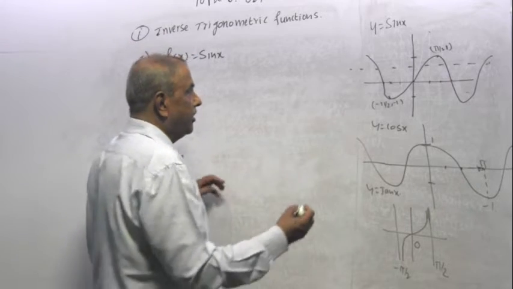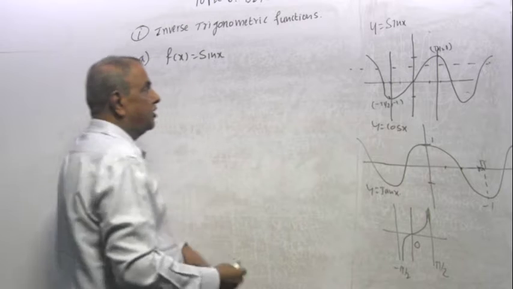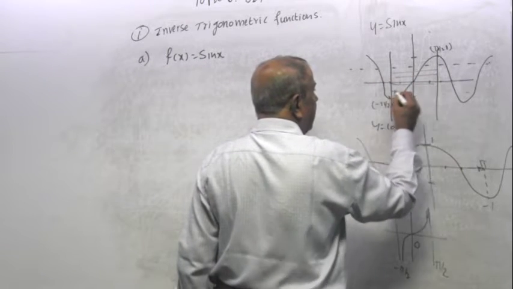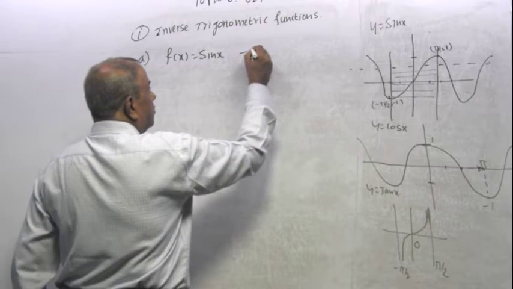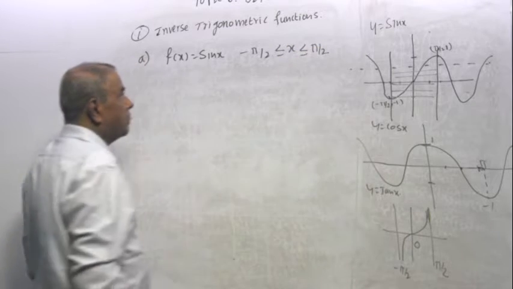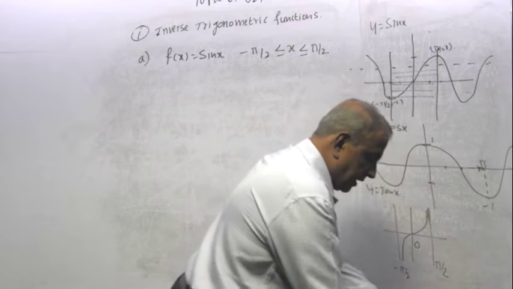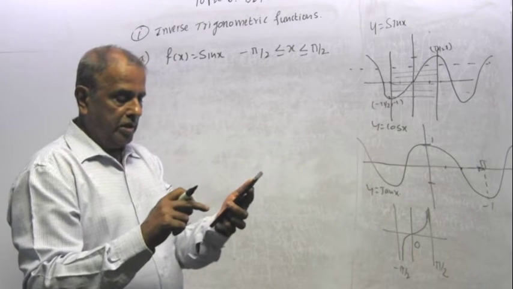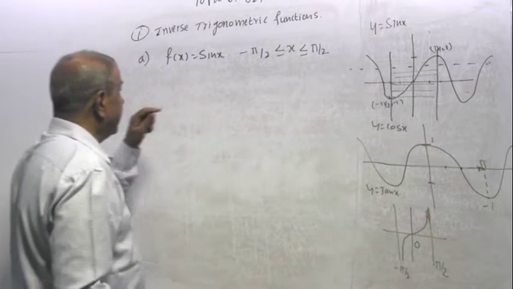So what we do is we restrict the domain in that way. Don't you see, if you draw lines parallel to the x-axis, they cut the graph in only one point each, it becomes 1 to 1. So minus pi over 2 less than or equal to x less than or equal to pi over 2. Now I forgot to start the stopwatch. Within that particular domain, it is 1 to 1.